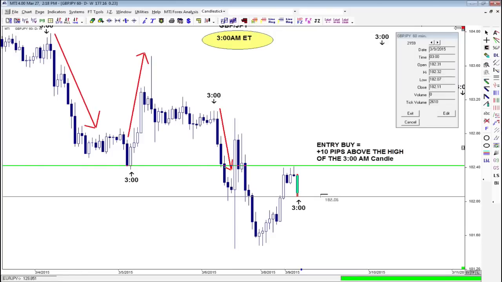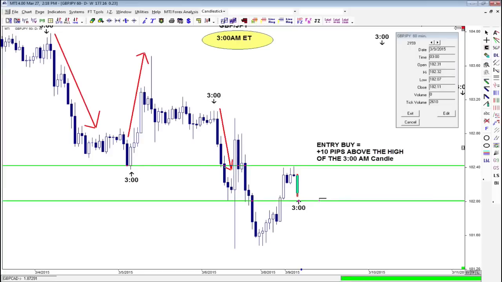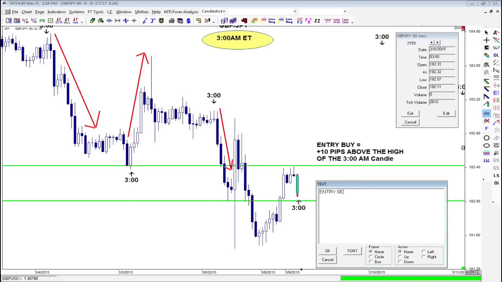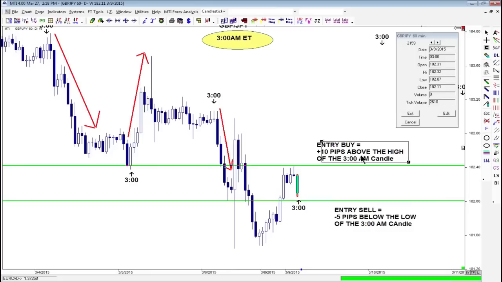Now, we're also going to set an entry sell position 5 pips below the low of this candle. So we're going to come in here, just like this, and right there, entry sell. Once again, I'll type this out. I'm going to go nice and slow here. Entry sell is going to equal minus 5 pips below the low of the 3 a.m. candle. Just like that. So now, once again, both of these are simply pending positions.